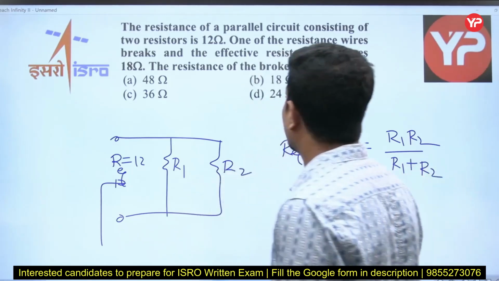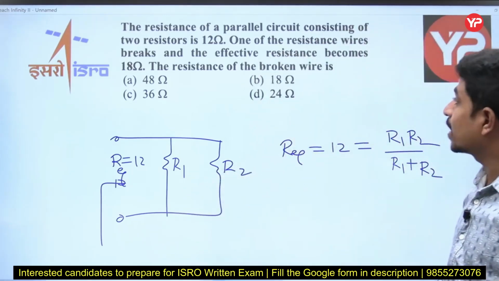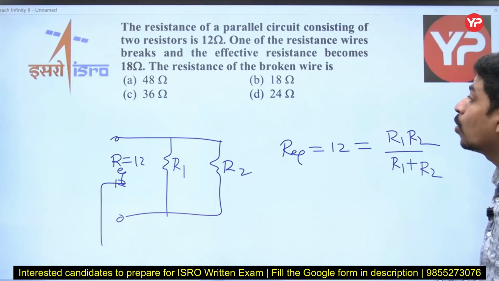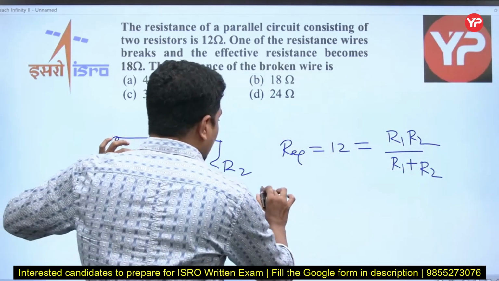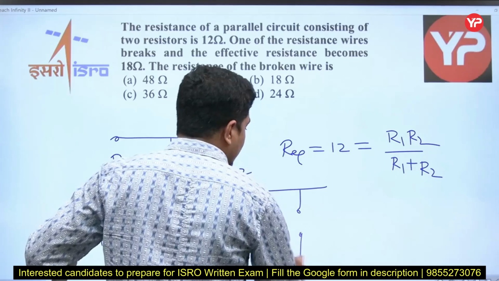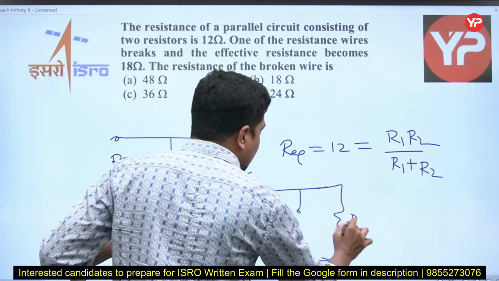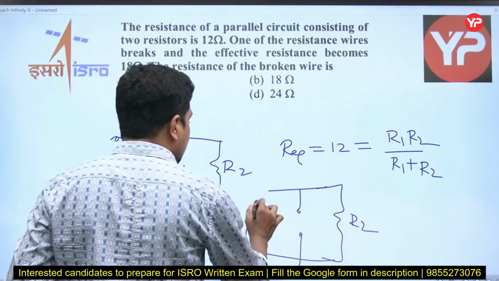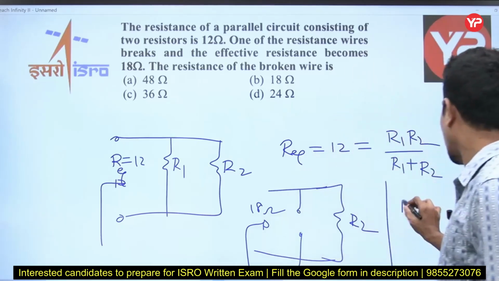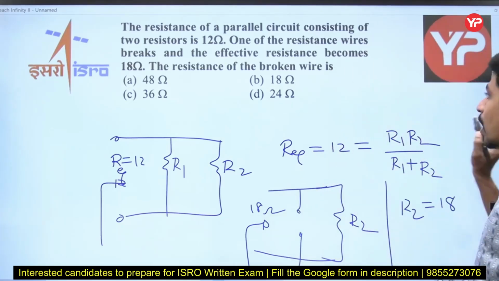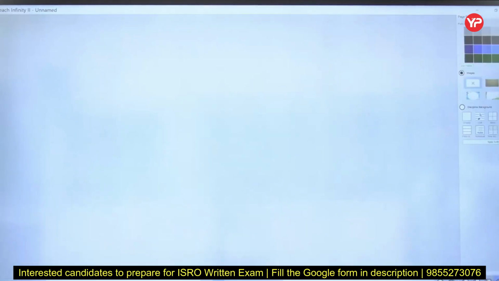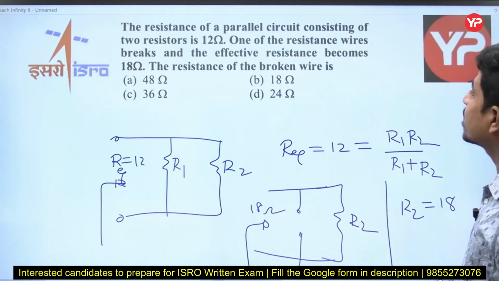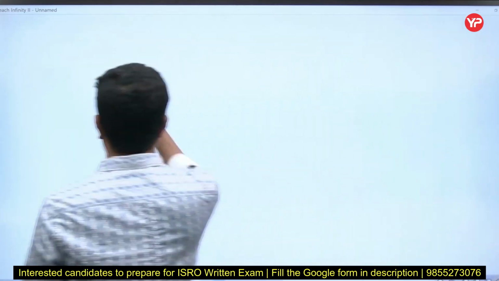Fine, very good. Then one of the resistance wires breaks and the effective resistance becomes 18 ohms. He is saying that if one of the resistances is broken, suppose R1 is broken, now R2 is there, and this resistance is 18 ohms, so R2 is equal to 18. He's asking about R1, how much? Then the resistance of the broken wire is very simple.